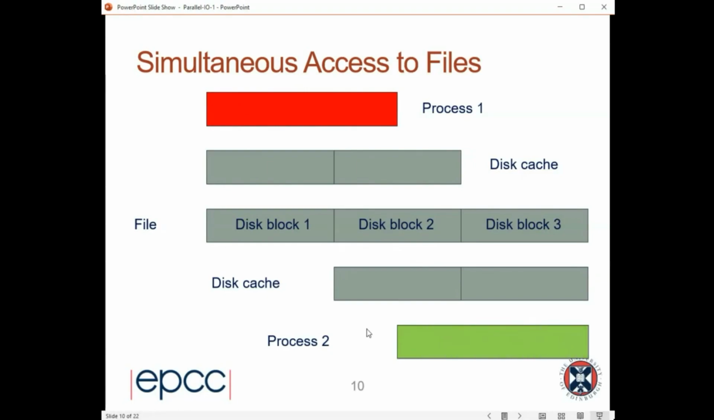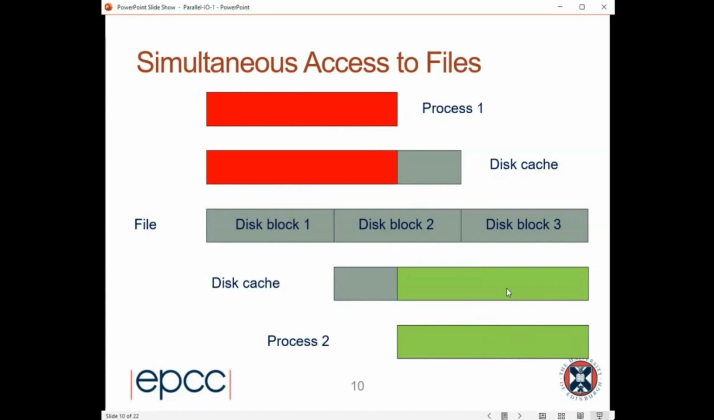You update that data, and then later on you want to write to file. As I said, when you write to file, you don't really write to file. Writing to file is slow. What the operating system will do is stick it in memory just for the moment. So if I say I want to write this data to file, what will actually happen is it will be written to the disk cache, and so will process 2's.